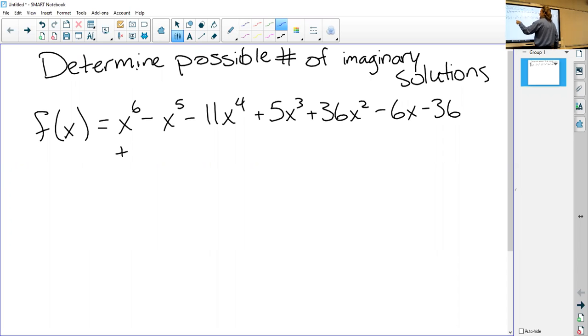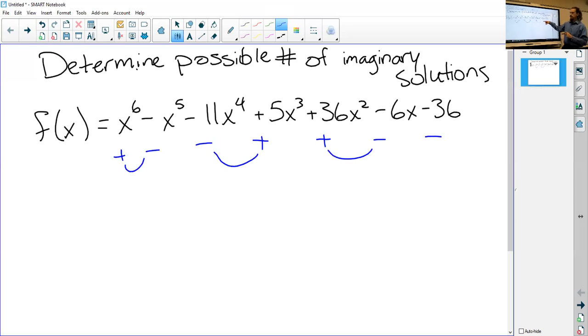each of my terms. So x to the 6th is positive, negative x to the 5th, negative x to the 4th, positive 5x to the 3rd, positive, negative, negative. Okay. And then we look how many times the sign changes as we go through. So I see one change here, then negative back to positive, and then positive back to negative. Looks like we've got 3 kind of winky faces here. So we have 3 potential positive solutions.